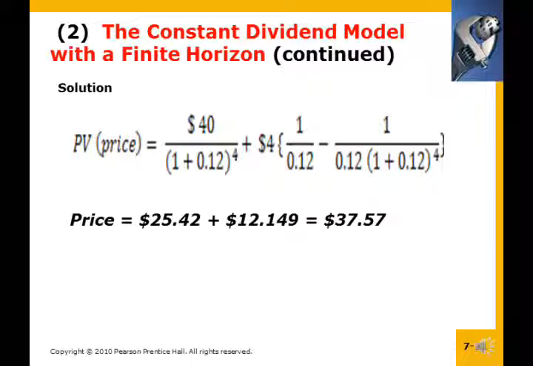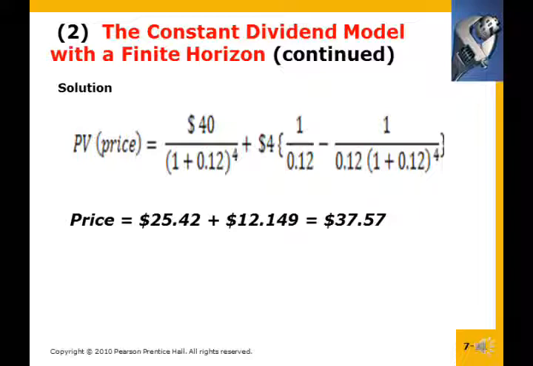You have to get the present value of the future value, which is the future price, which is 40. How to get the present value? You have to divide 40, which is the future price, by 1 plus 0.12, which is the rate of return, all to the power 4. This is the present value of the future price.